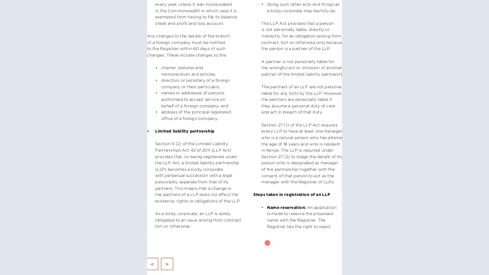Now, as a body corporate, a limited liability partnership is solely obligated to the issue of raising the contract, tort, or otherwise. So as a body corporate, the limited liability partnership is, in its name, capable of suing and being sued, acquiring, owning, holding, and developing or disposing of movable or immovable property, and doing such other acts and things as a body corporate may lawfully do.